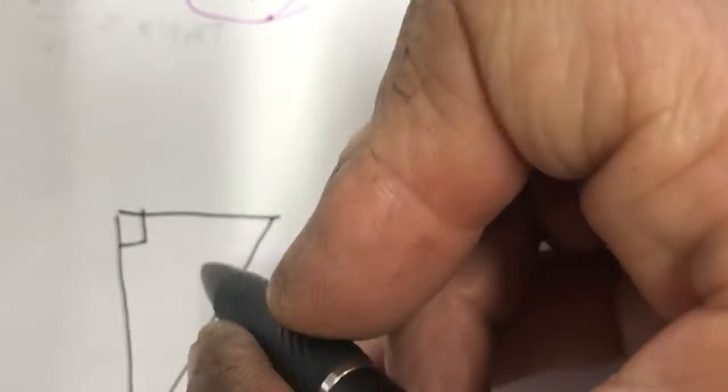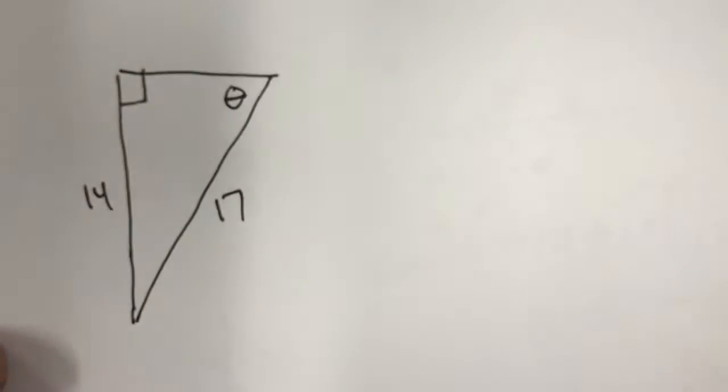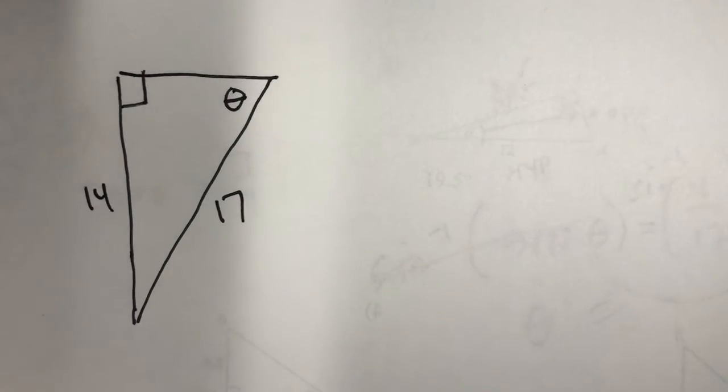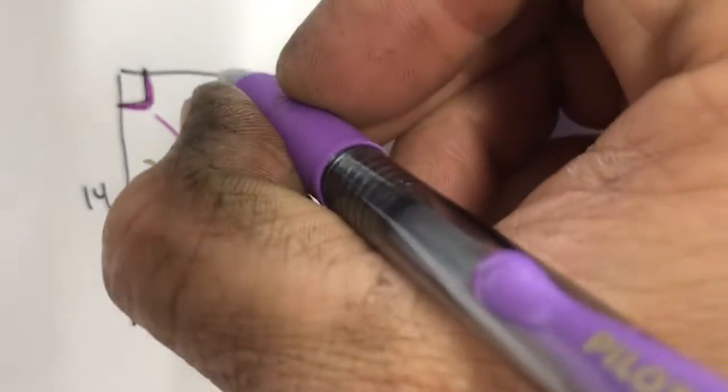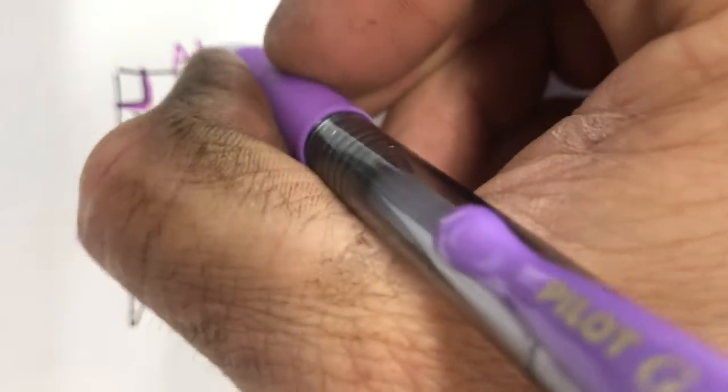Let's say we want to figure out what this angle is. There's my theta. And let's say this is 14, and let's say this is 17. What's theta here? All right, so you label your sides. There's my right angle, which means here's my hypotenuse. Here's my theta, which means over there is the opposite, and here's adjacent, right next to my theta.